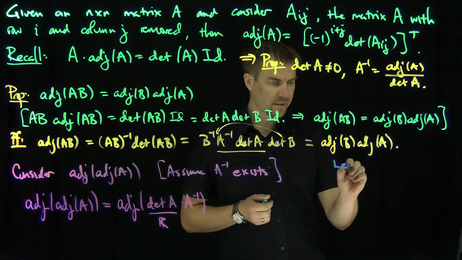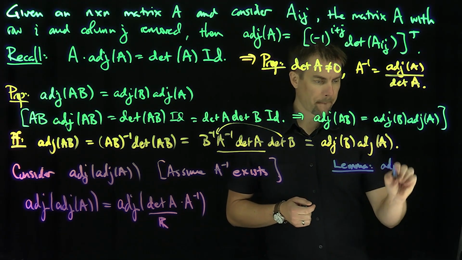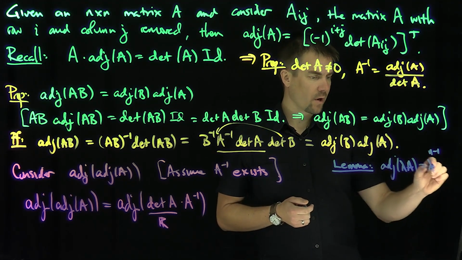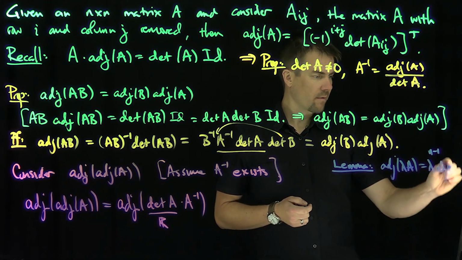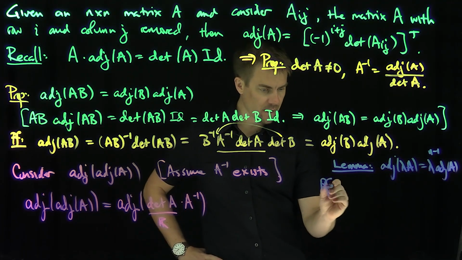And so here's a lemma for this. Our lemma is that the adjugate of lambda A is lambda to the n minus 1 times the adjugate of A. So I can pull out lambda to the n minus 1. So how did I prove this lemma over here? The proof goes as follows.